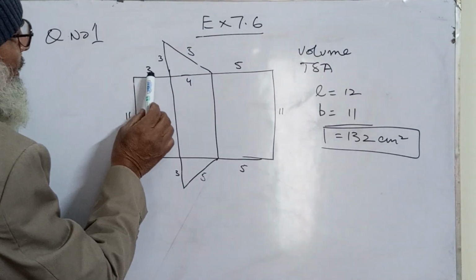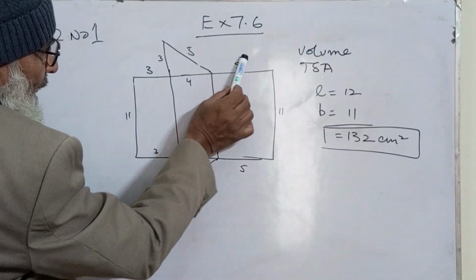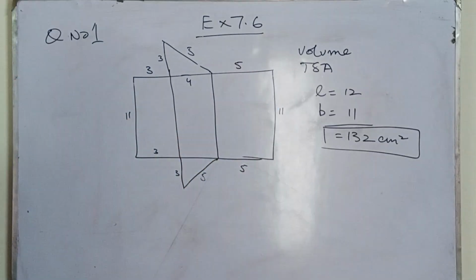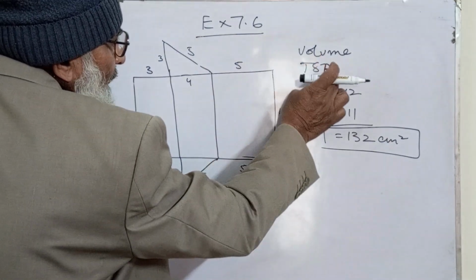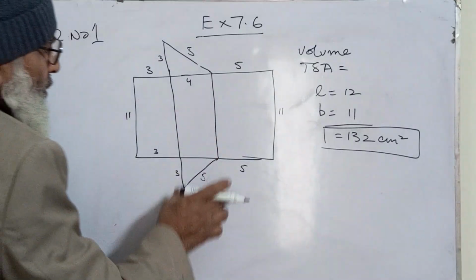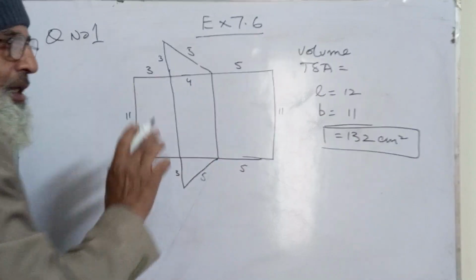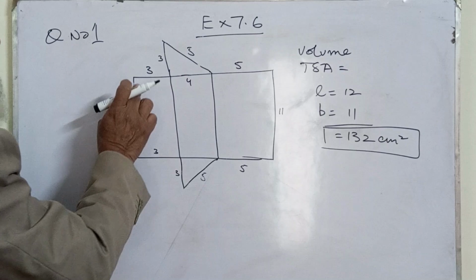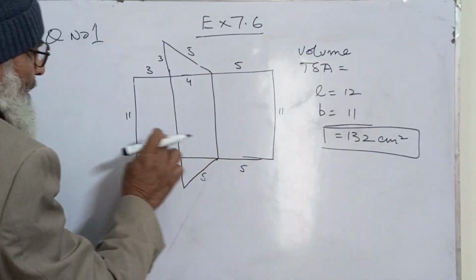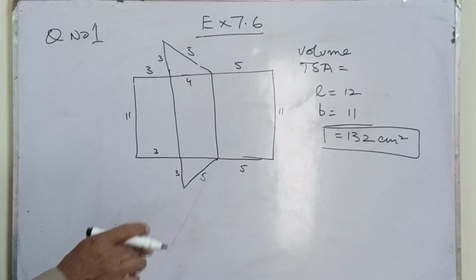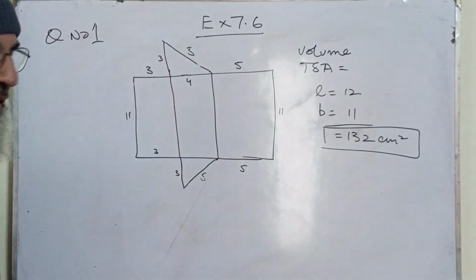The area of this rectangular figure, 3, 4, 5, add this 12 and 11. Now this is the area of this rectangular figure, but it is not finished yet, because we have to find the total surface area. Now just assume that this rectangular figure is gone. You hide this. Only two triangles are left.